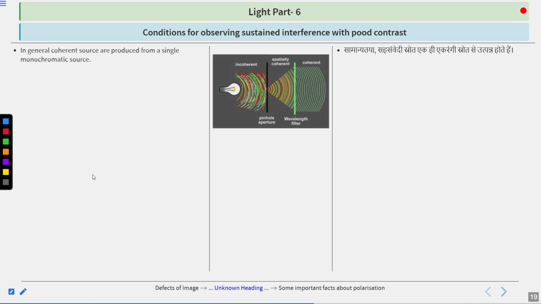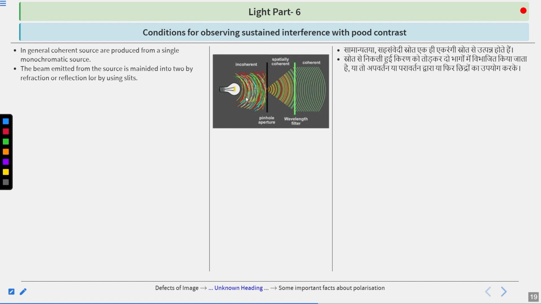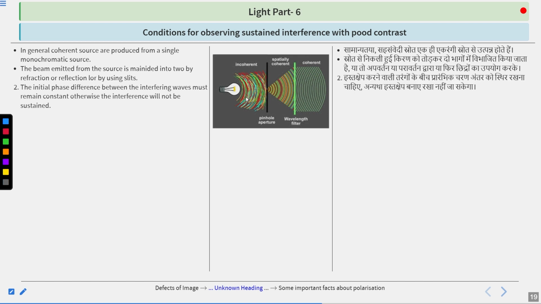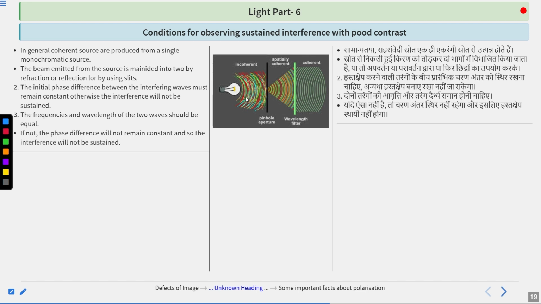In general, coherent sources are produced from a single monochromatic source. Here you can see this one. The beam emitted from the source is divided into two by refraction or reflection or by using slits. The initial phase between the interfering waves must remain constant, otherwise the interference will not be sustained. The frequencies and wavelength of the two waves should be equal. If the frequencies and wavelengths are not equal, the phase difference will not remain constant, and so the interference will not be sustained.